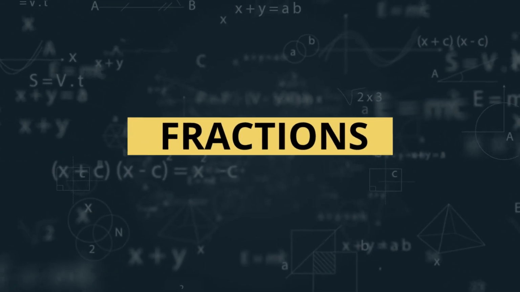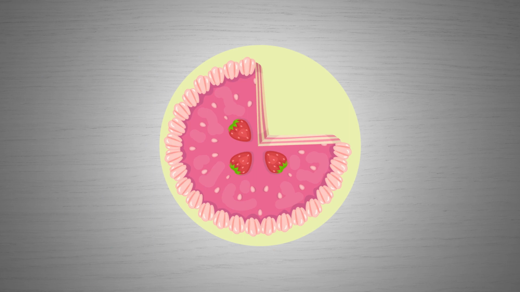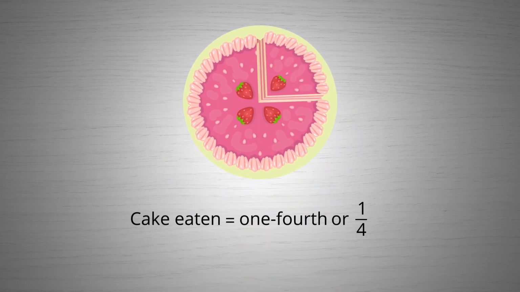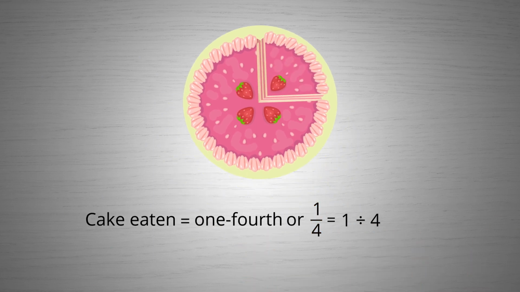Let's explore fractions and repeating decimals. How much of the cake has Nicholas eaten? Nicholas has eaten 1/4 of the cake. 1/4 is the same as 1 divided by 4, which equals the decimal number 0.25, or 25/100ths.